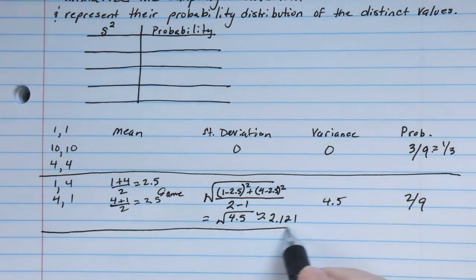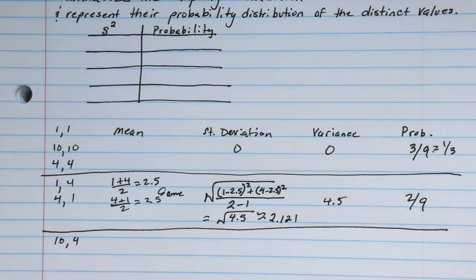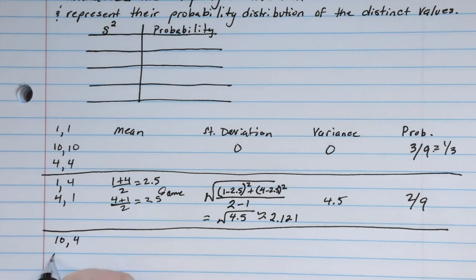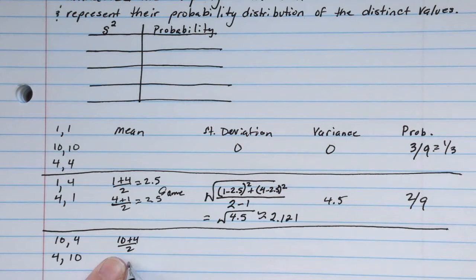Now looking at our next set, our sample is 10, 4, and the sample 10, 4 is going to behave identically to the sample of 4, 10. So we need to calculate our mean. 10 plus 4 divided by 2, and we're dividing by 2 because we're taking the average, so you add them up and then divide by how many you have. 14 divided by 2 is 7. And notice that this would be the same whether you take 10 plus 4 divided by 2 or 4 plus 10 divided by 2.